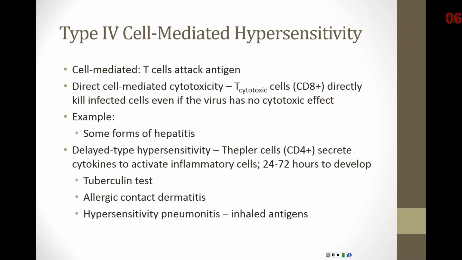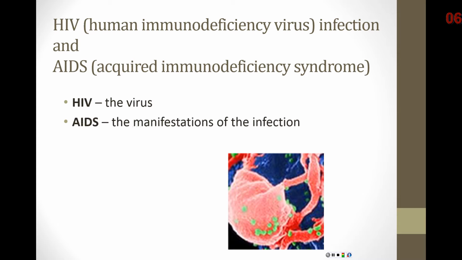So those are your 4 hypersensitivities. Again, they're in the chapters. I've pulled just little pieces of summary from each one so that you could see the difference. Be sure that you're aware of the types of cells or immunoglobulins that are involved in each and an example of each. All right, then we go into HIV.